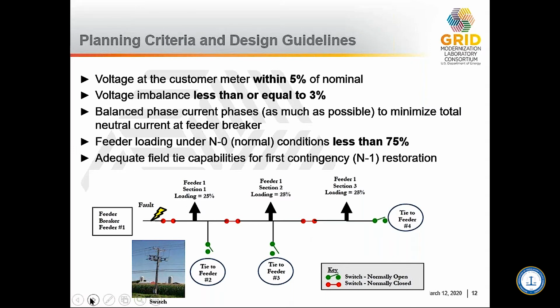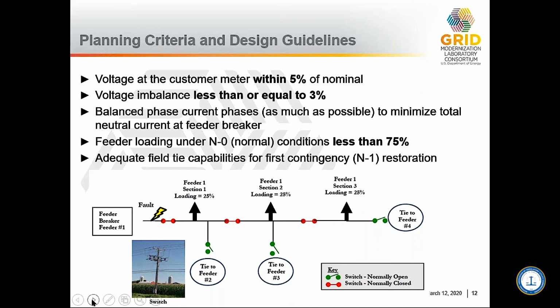So with a typical system design in mind, the planning criteria can now be contextualized around this. The planning criteria is such that voltage at the customer should be within 5% of normal. The voltage imbalance should be less than 3%, so they design the system so that the voltage is balanced in all three phases as much as possible. Current flow in all three phases should be balanced such that there is little or no current flowing in the neutral for a three-phase connection.